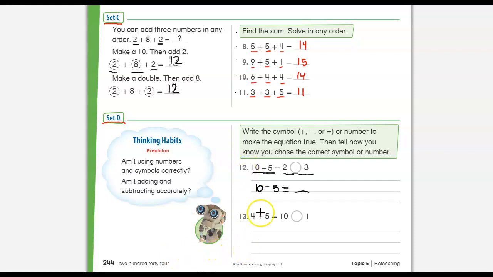And you can keep working on number 12, but I just wanted to let you know if you are ready to start working on number 13, you will do the same thing. You will solve this equation first and get your answer. And this will help you decide what you need to do to this side of the equation to get the same answer. Would you add a plus sign, a minus sign, or an equal sign?